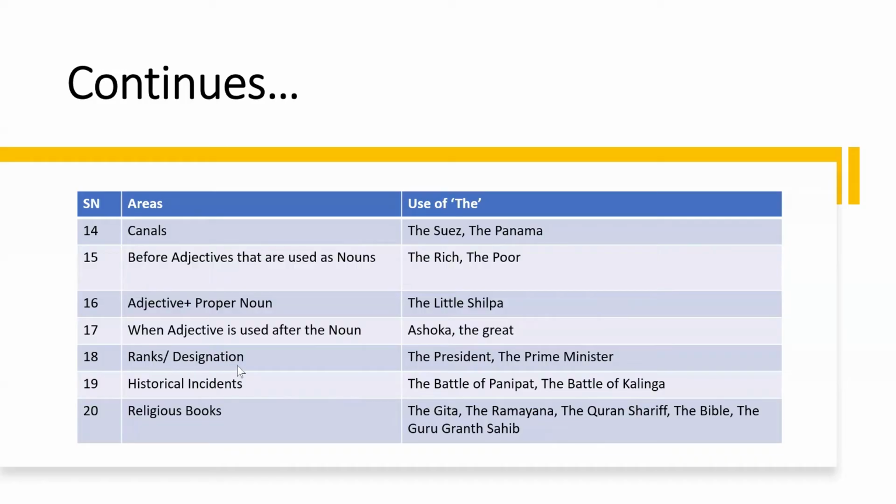Before all the ranks and designations, the president, the prime minister, the principal, the collector, the professor, before all the names, ranks, designations. Historical incidents, the Battle of Panipat, the Battle of Kalinga, before all the religious books, the Gita, the Ramayana, the Quran Sharif, the Bible, the Guru Granth Sahib, etc.